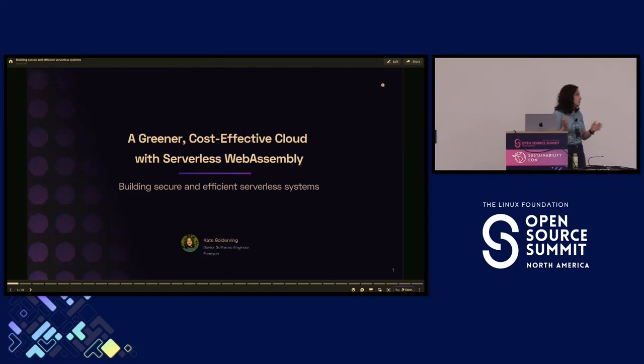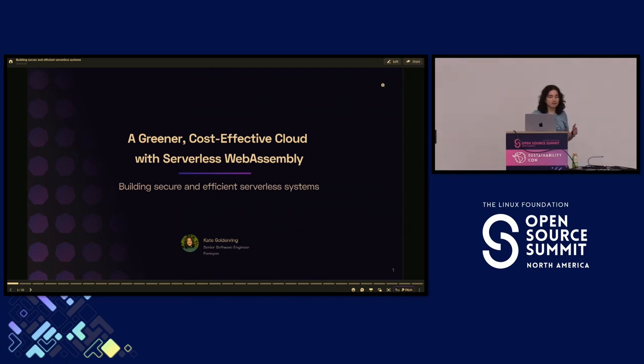I'm a software engineer at Fermyon, where we're really excited about building serverless WebAssembly applications. And so two of those words, serverless WebAssembly, are something we're really going to focus on today in the context of sustainability. So how can I have more sustainable cloud solutions?